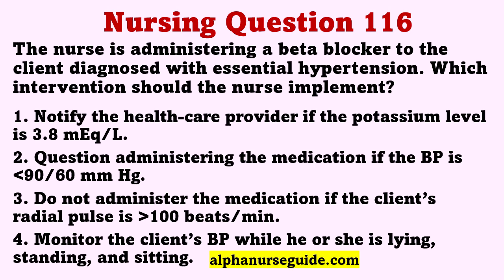The nurse would not administer the medication if the apical pulse were less than 60 beats per minute. The nurse needs to assess the blood pressure only once prior to administering the medication.